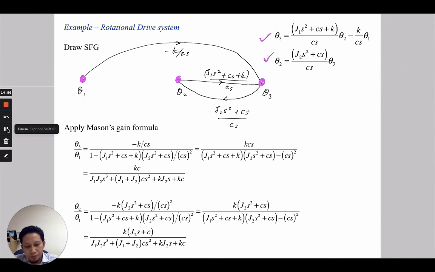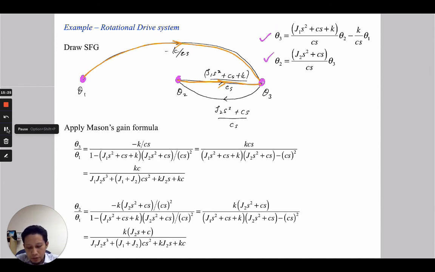So for theta 3, theta 3 is connected by theta 2 as well as theta 1. And then we just write down the system, from theta 2 to theta 3, and then from theta 1 to theta 3.